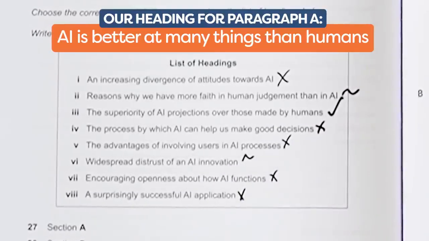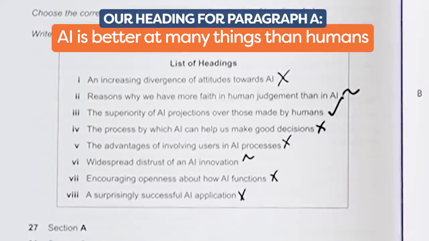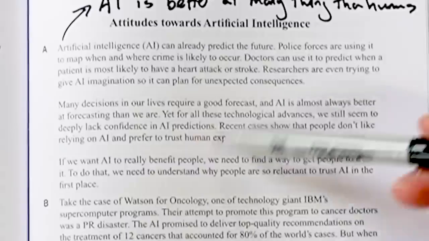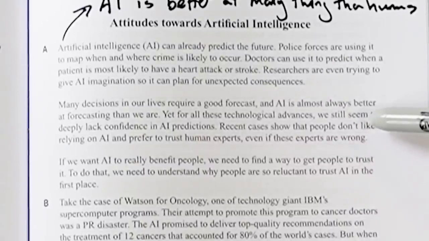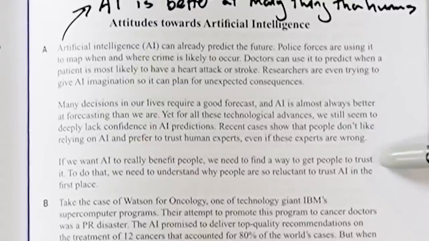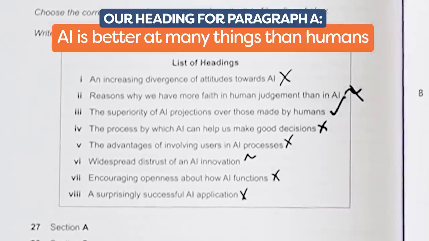So we have one that we think probably is the correct answer and two maybes. So what we do now is we look at the difference between those three. So, reasons why we have more faith in human judgment than in AI. Now we can go back and think, does it talk about reasons why we have more confidence, more faith in AI? It doesn't give any reasons. So we can turn this into an X.